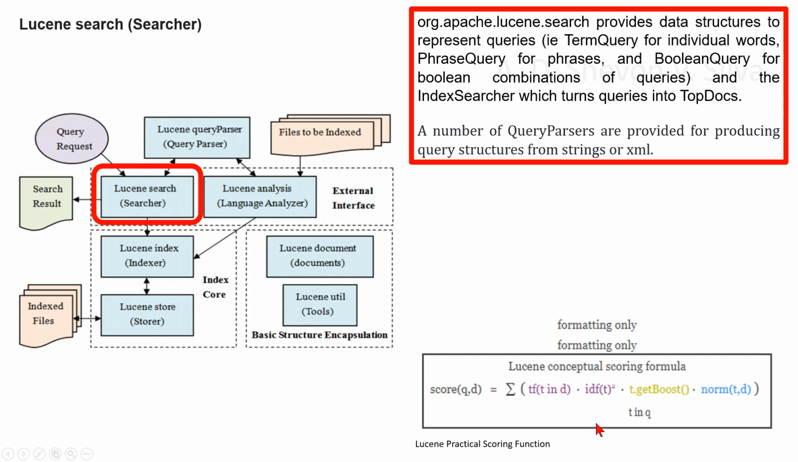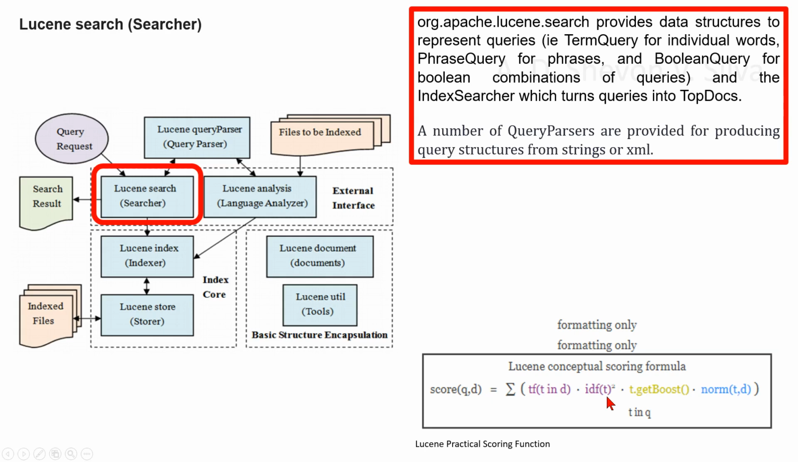IDF T stands for inverse document frequency. This value correlates to the inverse of doc freq, the number of documents in which the term T appears. This means rarer terms give higher contribution to the total score. IDF T appears in both the query and the document. Hence it is squared in the equation.